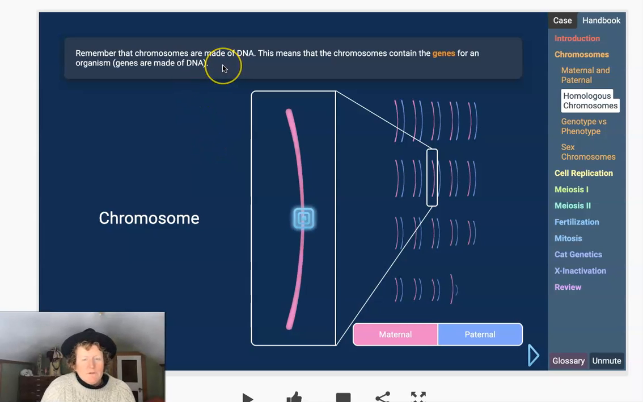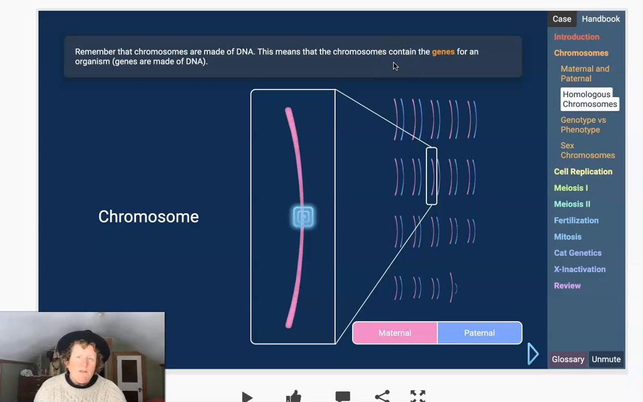Remember that chromosomes are made out of DNA. That means that chromosomes contain genes for an organism. So genes are made of DNA. They're part of a chromosome. So genes are just part of a chromosome that does something specific. They either code for a protein or turn on and off another gene.